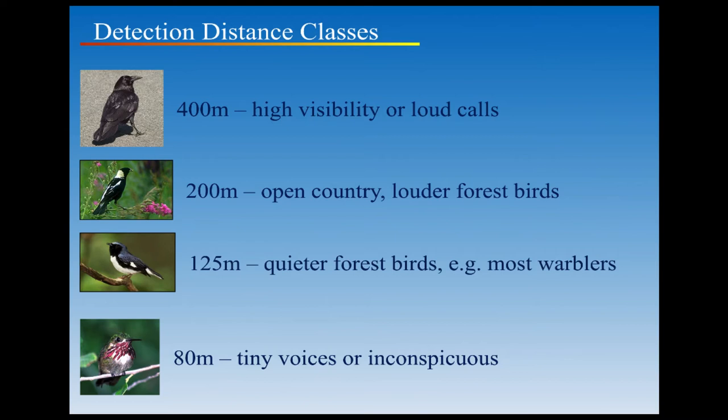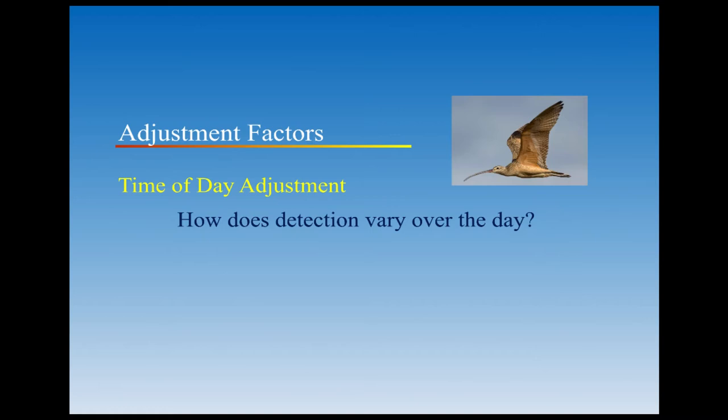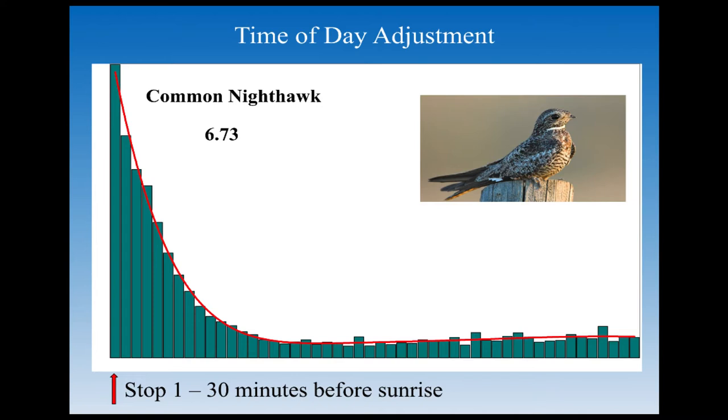And I've showed you some of these slides before. I love this stuff. How does detection vary over the day? The Breeding Bird Survey starts 30 minutes before sunrise, so that's the first 3-minute count right there. This is data from the entire Breeding Bird Survey, hundreds of thousands of observations in this little bar graph. Anybody who knows nighthawks isn't too surprised about this. That first stop, that first 3 minutes, a half hour before sunrise, you're getting the maximum count of nighthawks. But look how quickly it drops off.